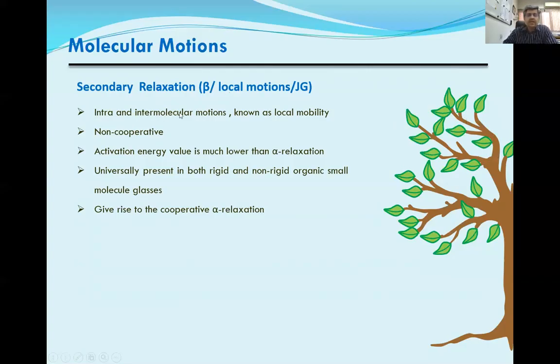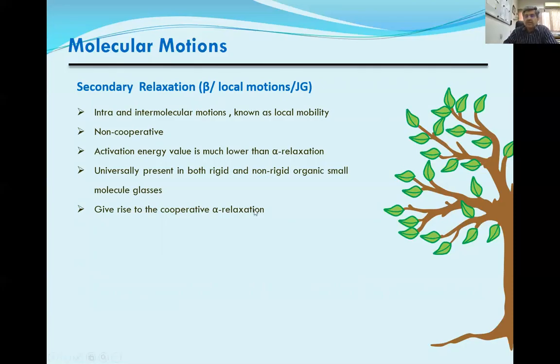So these are intra and intermolecular motions known as the local mobility. They are non-cooperative in nature because they occur independently in the molecules. The activation energy value is much lower for these motions as compared to the alpha relaxation motions, and they are universally present in both rigid and non-rigid organic small molecule classes. And these motions ultimately will give rise to the cooperative alpha relaxations.